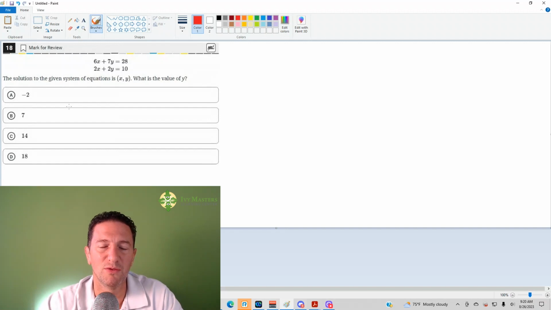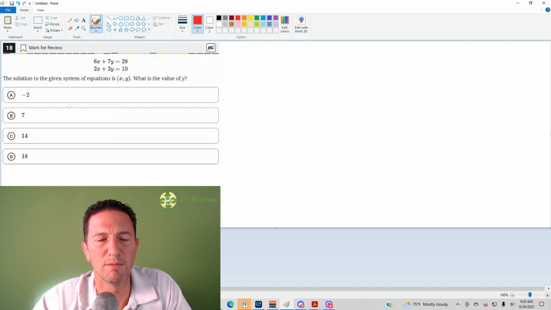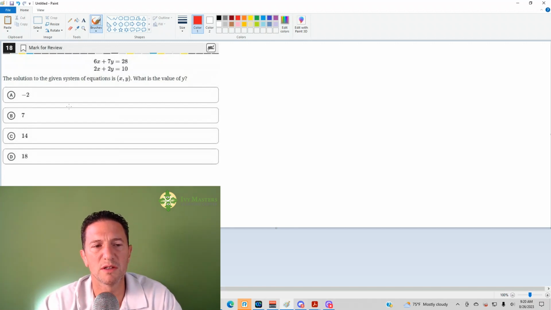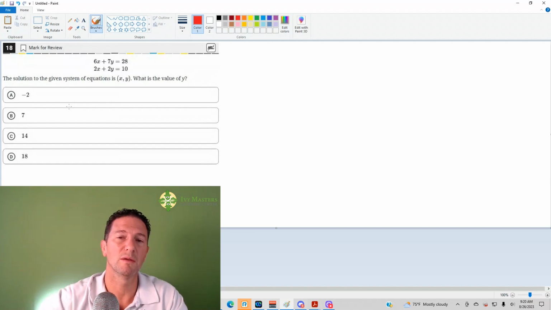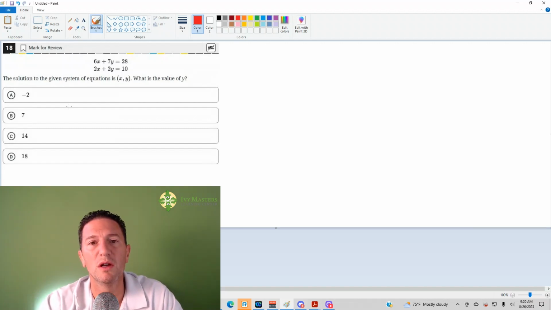Now, if you do this by hand, which is really unnecessary, you want to ask yourself 3 questions. Number 1, is it easier to eliminate or substitute? Those are the 2 ways you could solve a system of equations. It would be easier to eliminate here because the x's line up, the y's line up, the numbers line up. Now, if there was a variable alone, then it would be easier to substitute.